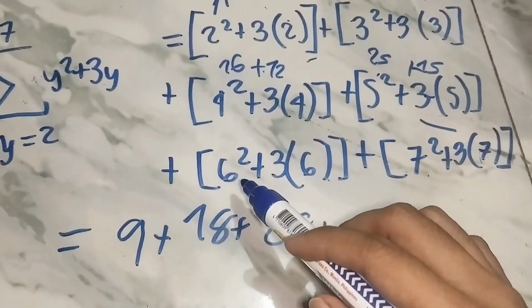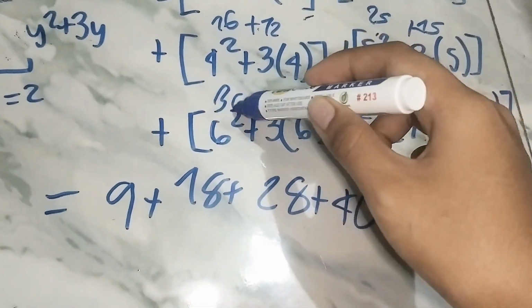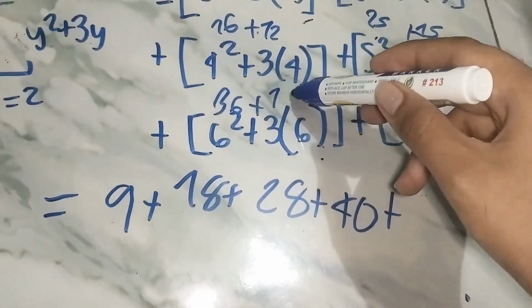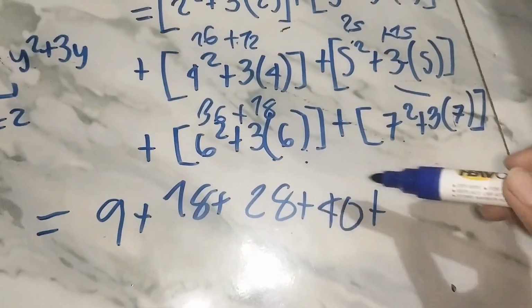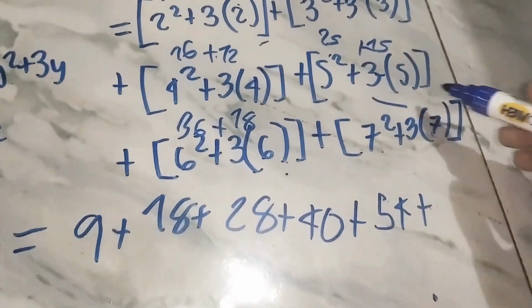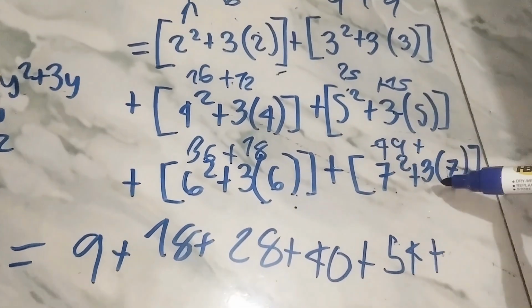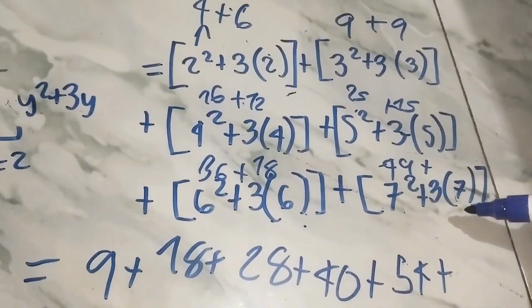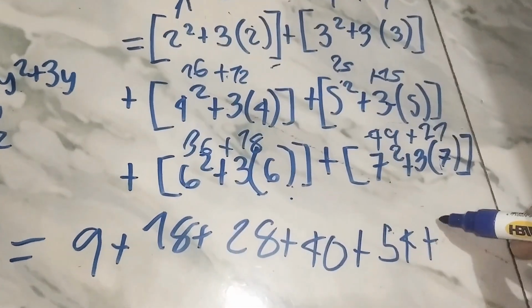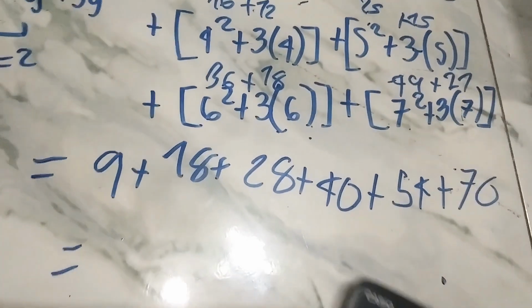Then 6. 6 squared is 36, plus 3 times 6 we have 18. 36 plus 18 we have 54. Plus 7 squared we have 49. 49 plus 3 times 7 we have 21, so 70. Okay, let's add them all up.